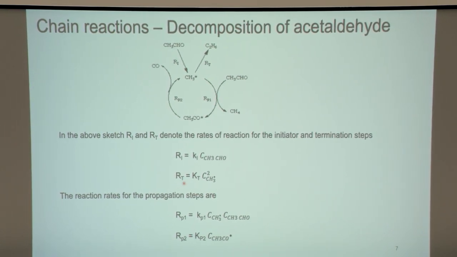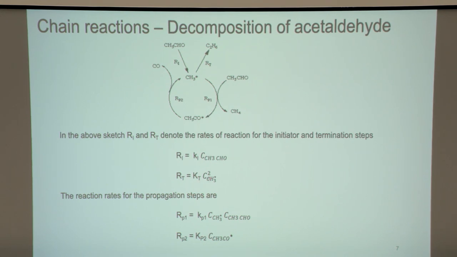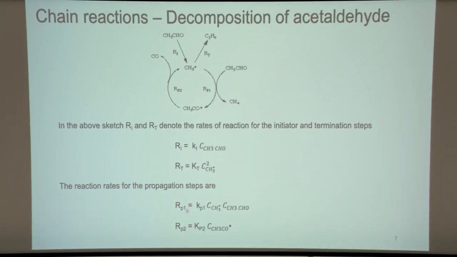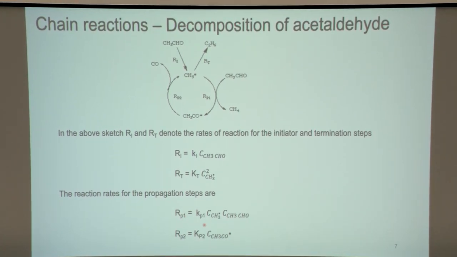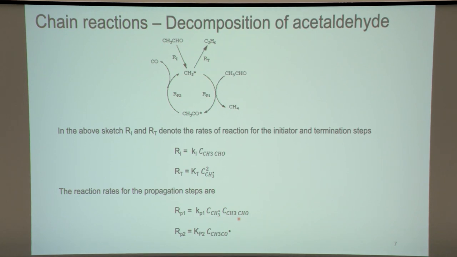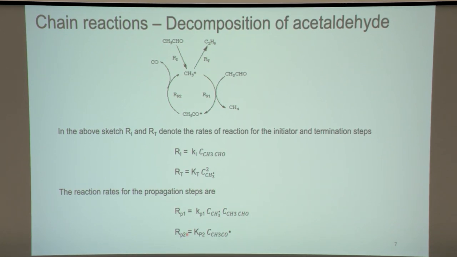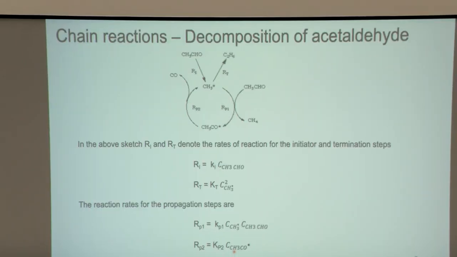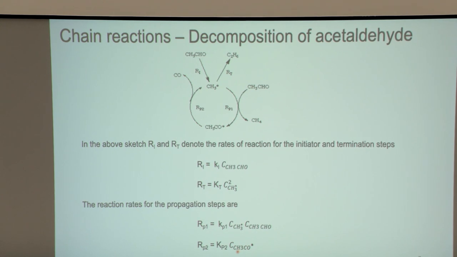The termination step has rate constant lowercase kt times methyl radical concentration squared. And for the propagation steps, the rate of propagation step one is kp1 times methyl concentration times acetaldehyde concentration, and the rate of propagation step two is kp2 times the CH3CO concentration.